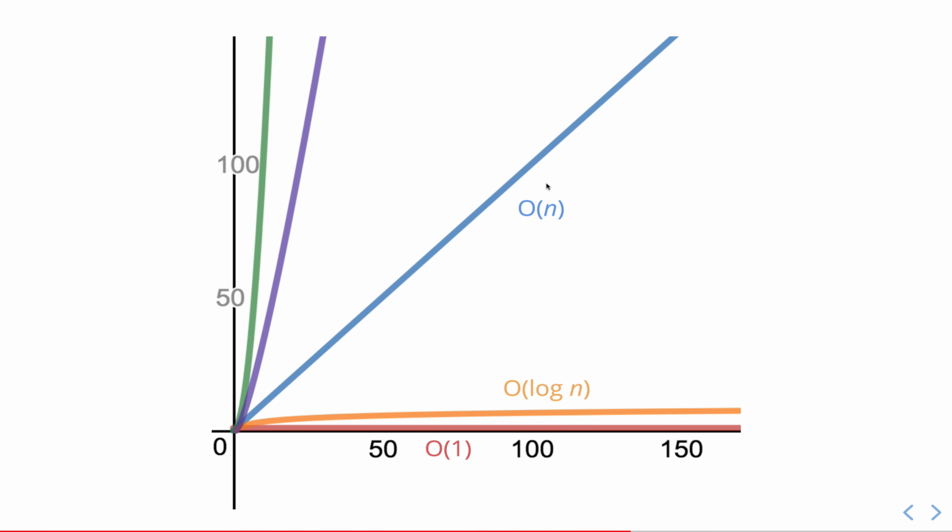Here is linear time, O of n. So as n grows to 50, the number of operations roughly grows to 50 as well. We get that nice 45-degree angle line. Then we have n log n. Again, this comes up in more advanced data structures and sorting algorithms. And then our worst nightmare, quadratic time, n squared. This is going to grow extremely quickly, and you want to avoid writing algorithms as much as you can that have a time complexity of n squared.